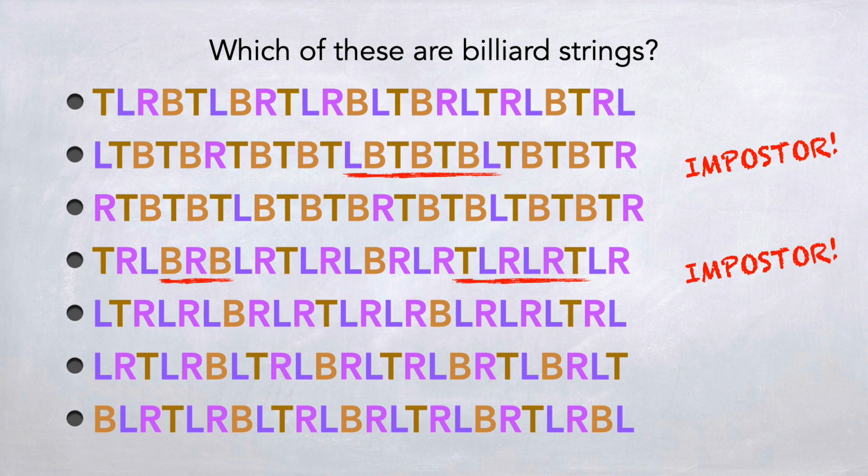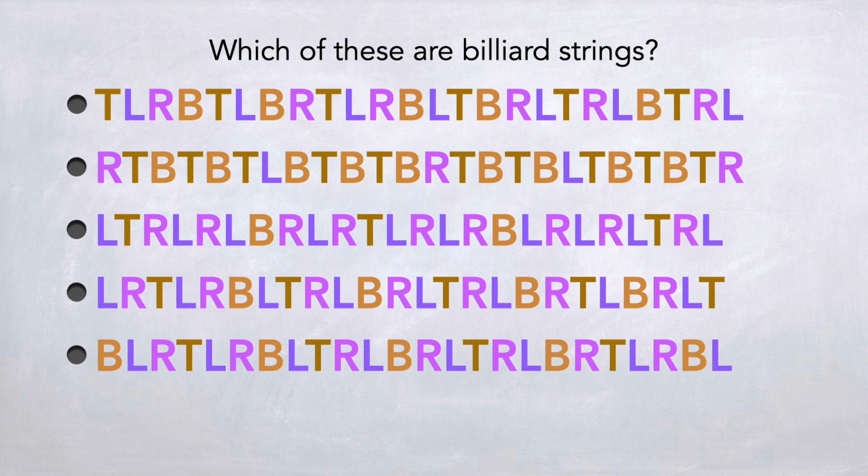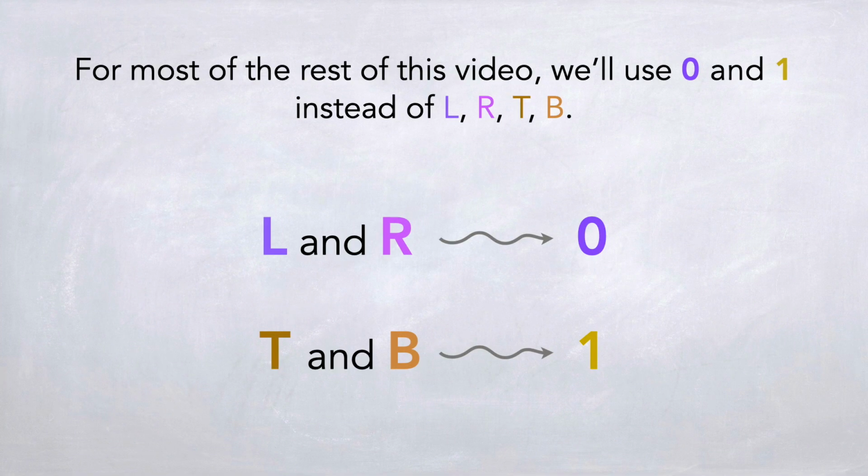Thanks to the alternation rules, we can eliminate these two strings as potential billiards, but it doesn't help us immediately with any of the other strings, since their T's and B's do alternate, as do their L's and R's. There is still a way to use alternation to help us with the remaining strings. Instead of having four symbols, L, R, T, and B, we can use one symbol for hits on a vertical wall and one symbol for all hits on a horizontal wall. We'll use 0 and 1 here simply because strings of zeros and ones are common in many other fields.